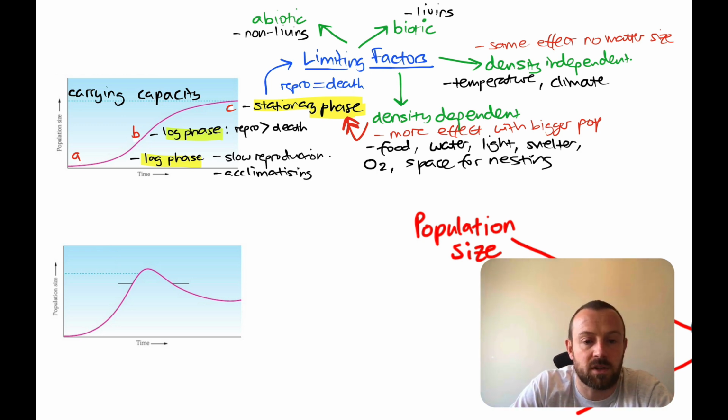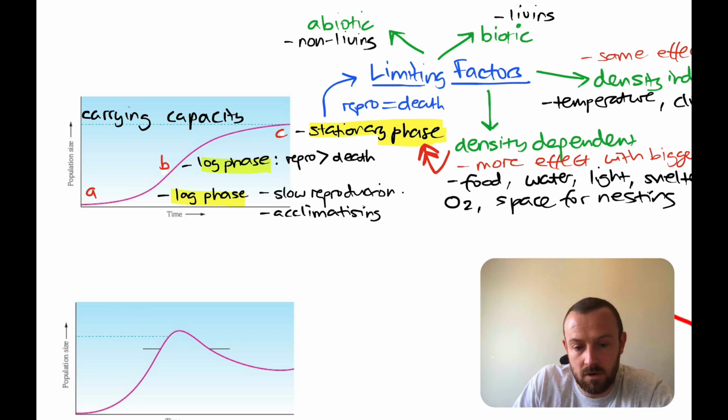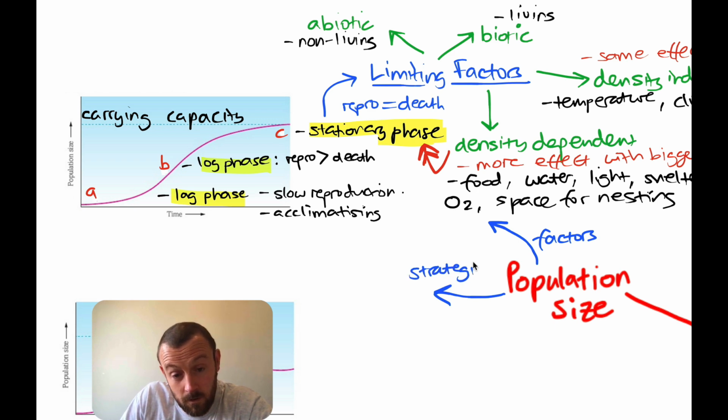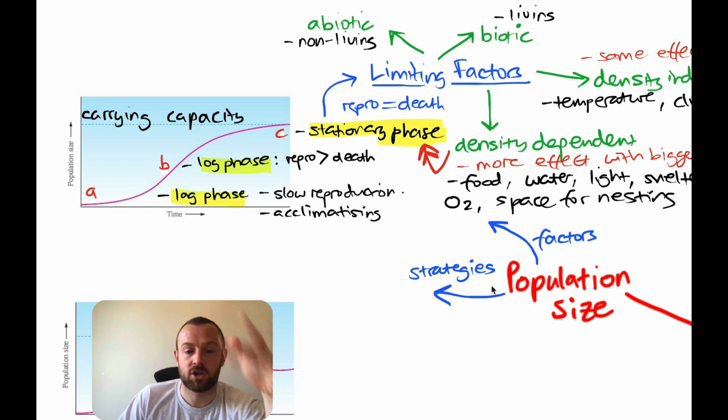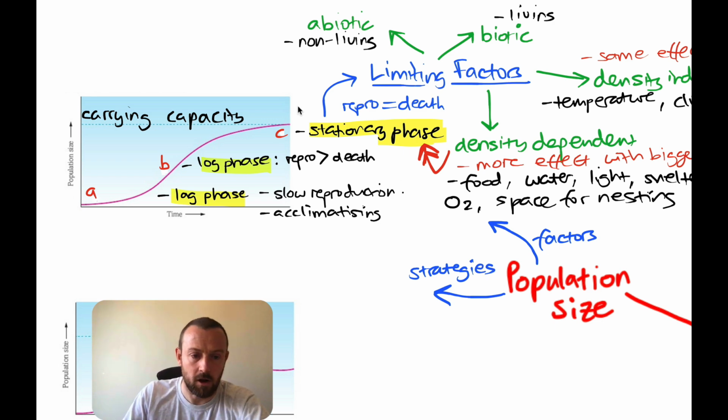Now, all of what we've talked about so far really only applies to one type of strategist. From population size, we've talked about factors, and we're also going to talk about strategies. There are really two main types of strategy in growing a population. There are those types of organisms that follow this growth pattern, and they are called K-strategists.